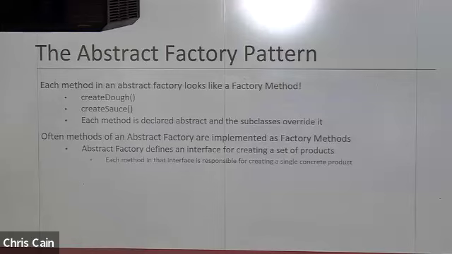Every single one of those methods is responsible for creating a single concrete product. So create dough creates a single dough object from a list of possible dough objects. Create sauce creates a single sauce object from a number of possible sauce objects. We just have to define what family is used in a particular type of factory. So using factory is a very normal, commonly used way to implement these methods.